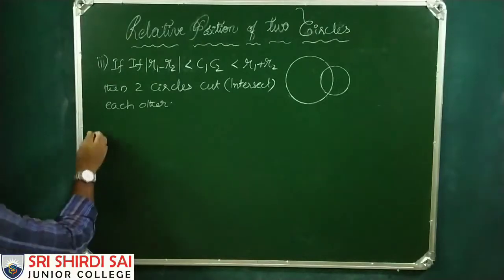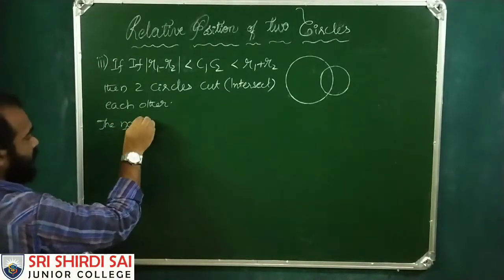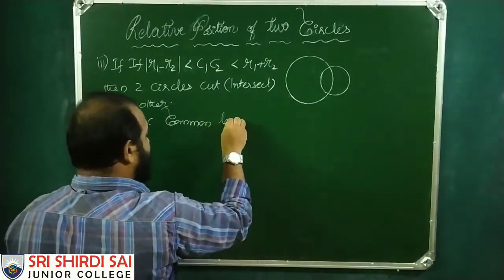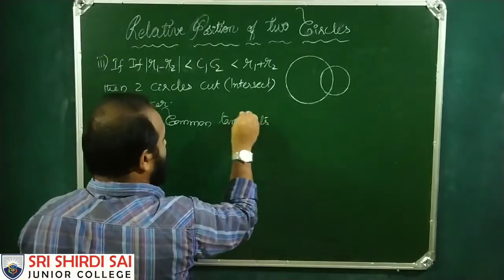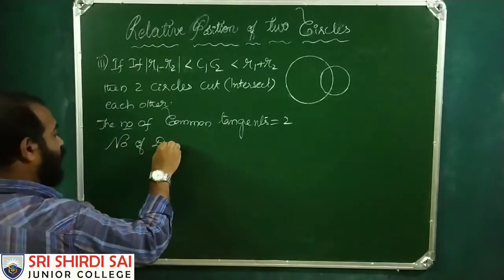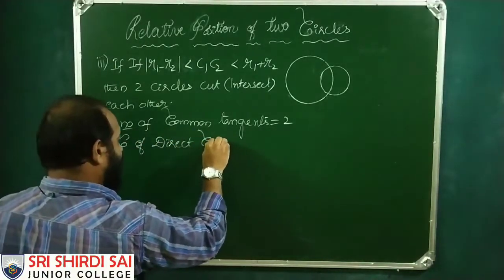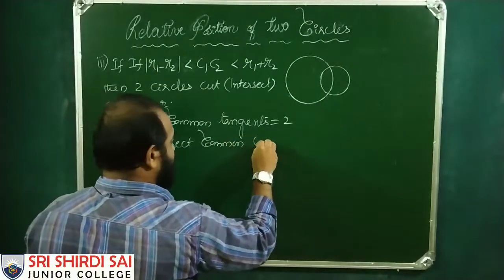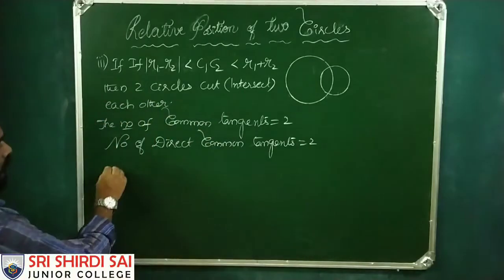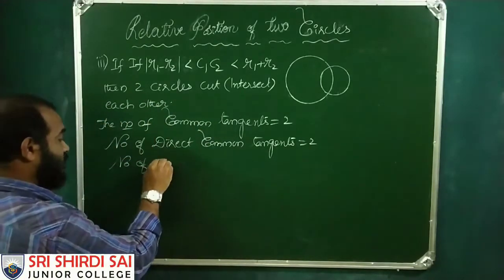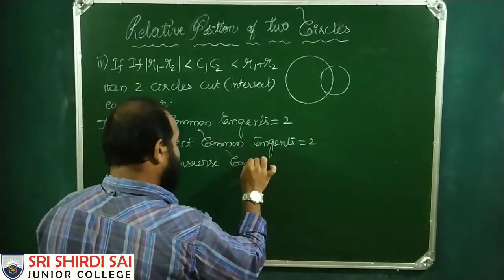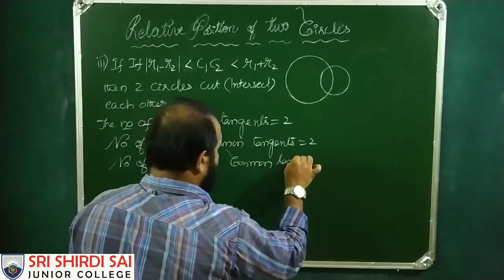So the number of common tangents is equal to 2. The number of direct common tangents is equal to 2, and the number of transverse common tangents is equal to 0. How? We'll see now.